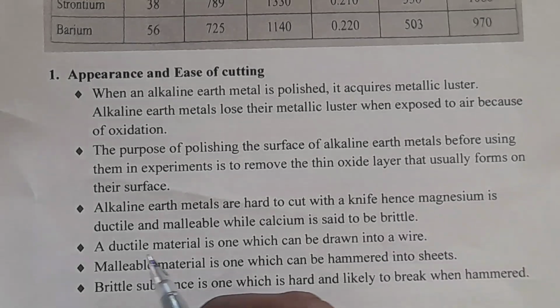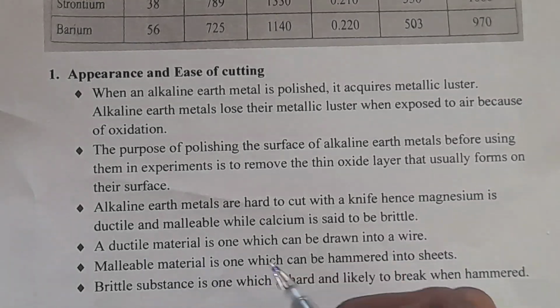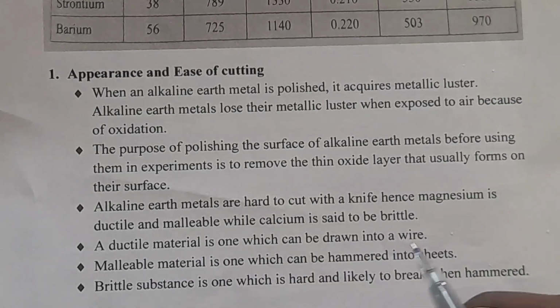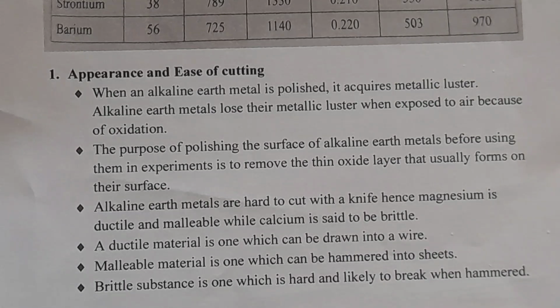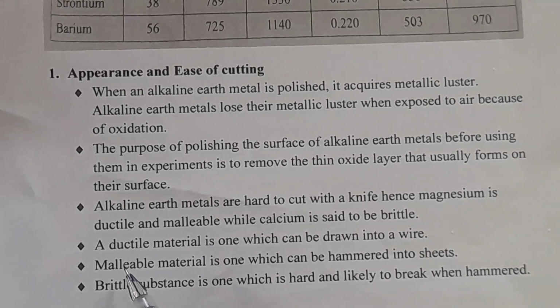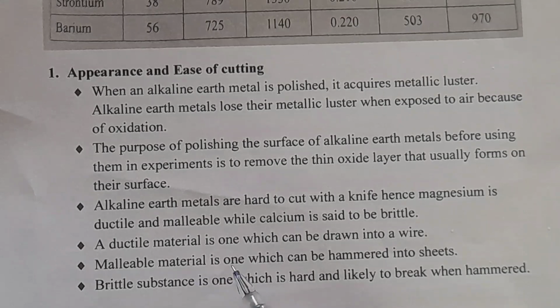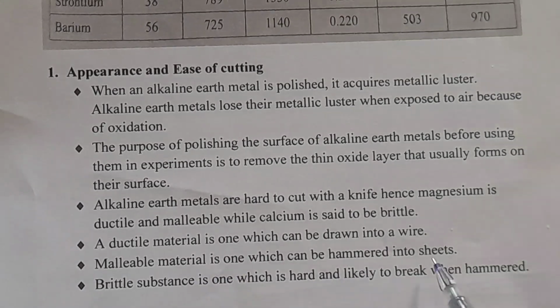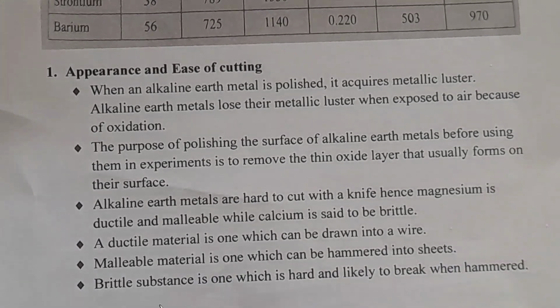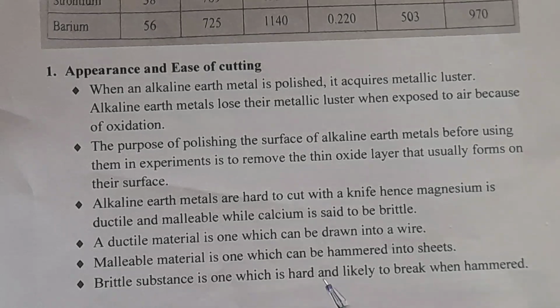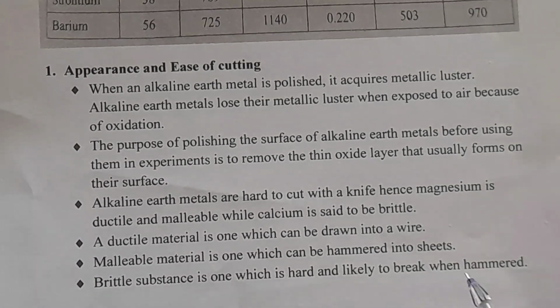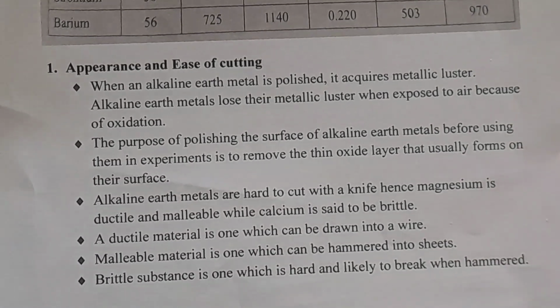So what is a ductile material? A ductile material is a material which can be drawn into a wire. What about a malleable material? A malleable material is one which can be hammered into sheets. What about a brittle substance? It is one which is hard and likely to break when hammered. So we're done with the first.